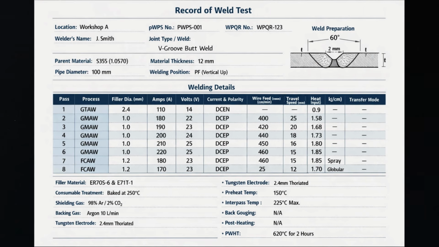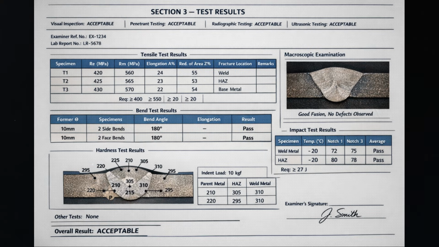Optional items, marked with an asterisk in the form, include weaving details such as maximum width of run and oscillation parameters, pulse welding details, distance of contact tube to workpiece, plasma welding details, and torch angle. Section 3, Test Results. The test results page is the evidence page. It records the outcome of every test performed.